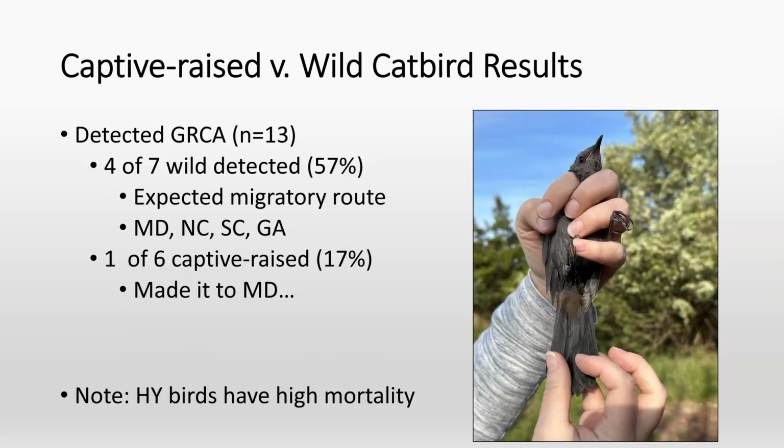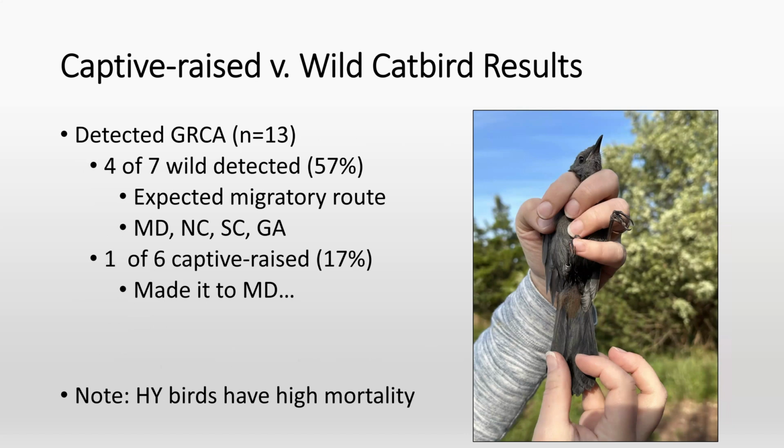And then in terms of what we got, I do have to make a note, many of you know, hatch-year birds just die a lot. In some species, up to 80% are dying before they get to the next year. So the fact that we don't have a ton of detections is not necessarily unexpected. So you're throwing away a lot of nanotags when you study hatch-year birds.